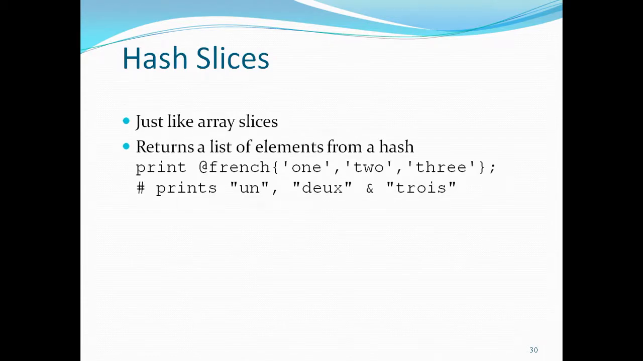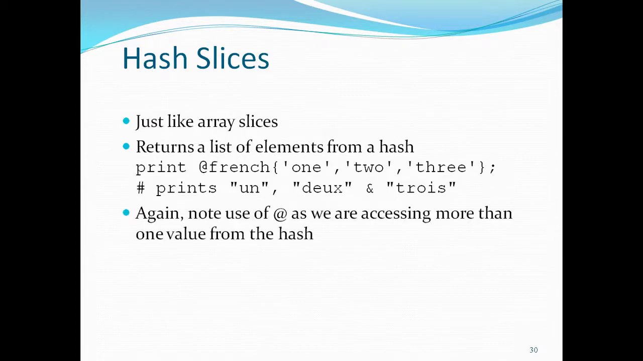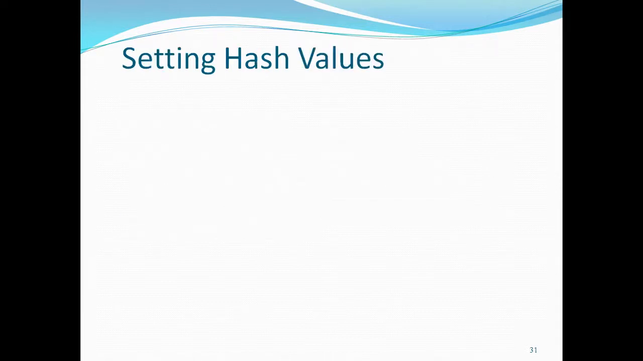With the @ symbol, that is an array symbol, we can use 1, 2 and 3, and it prints UN, DEUX and TROIS. It's very simple, right? The same as an array, so we are going to print it, but the difference is a hash is nothing but a lookup table, or it's called a dictionary, right? Again, note the use of @, as we are accessing more than one value from the hash.